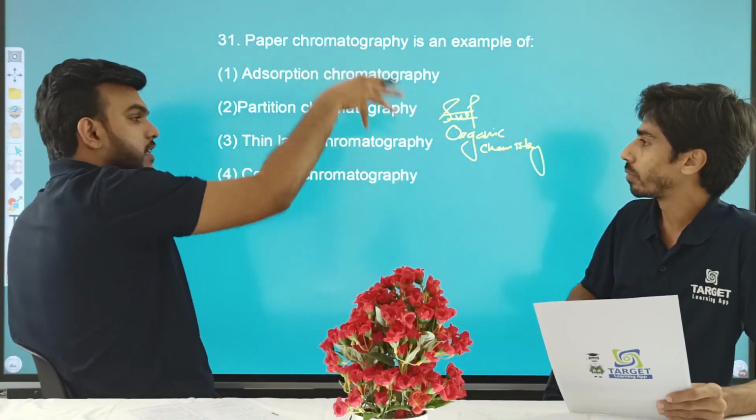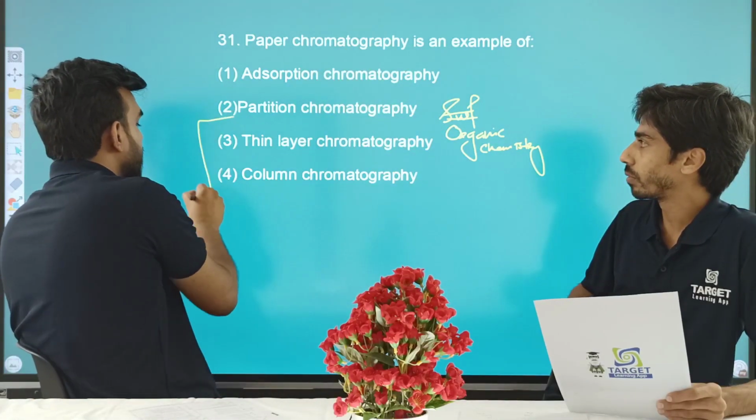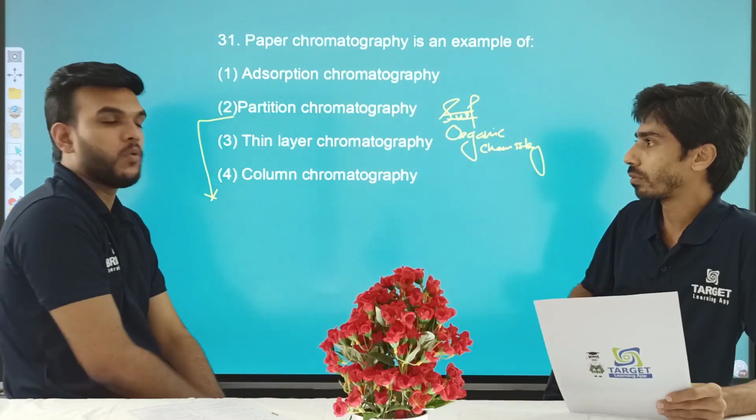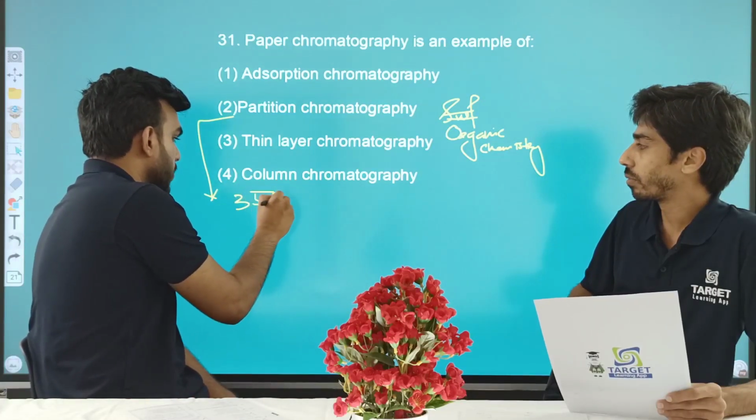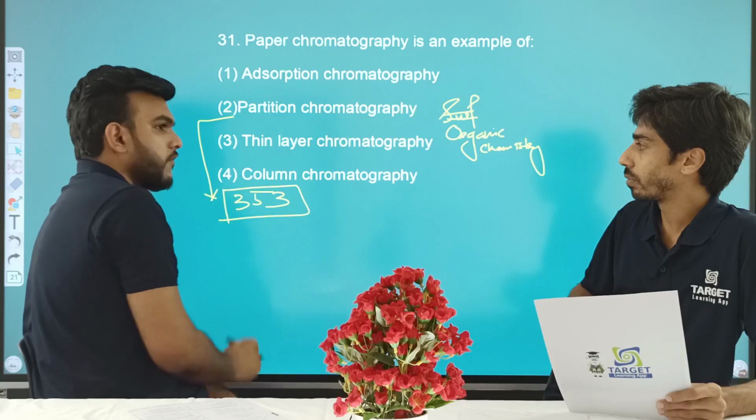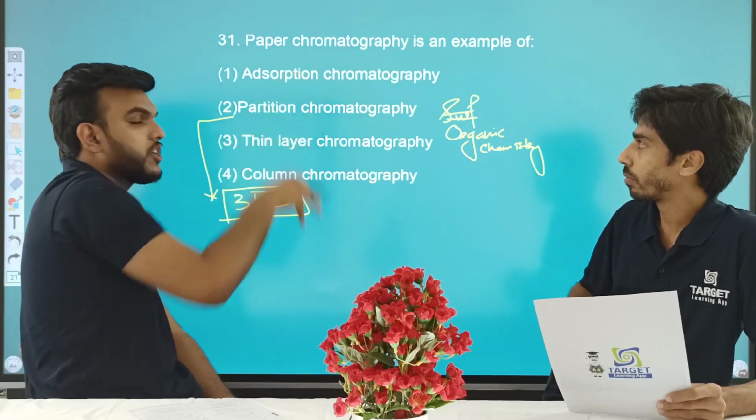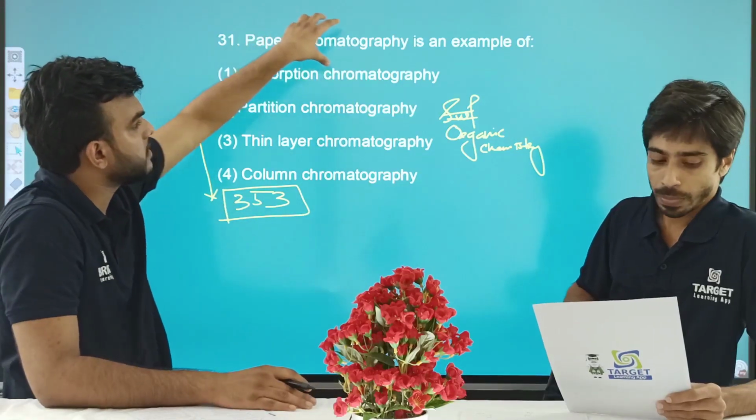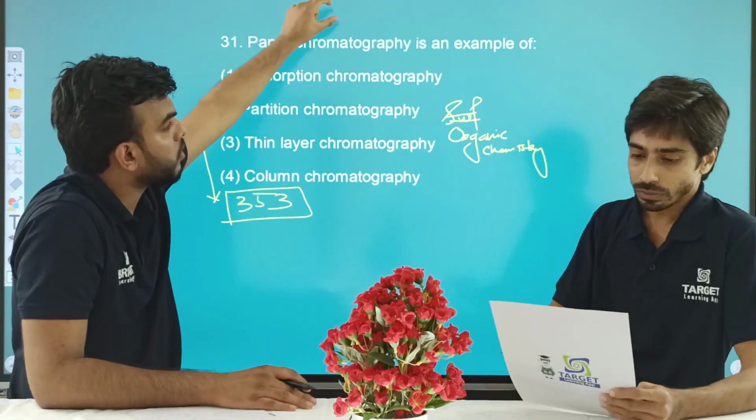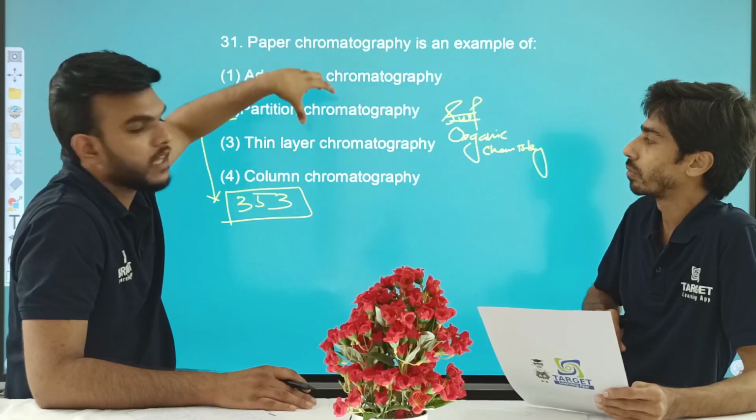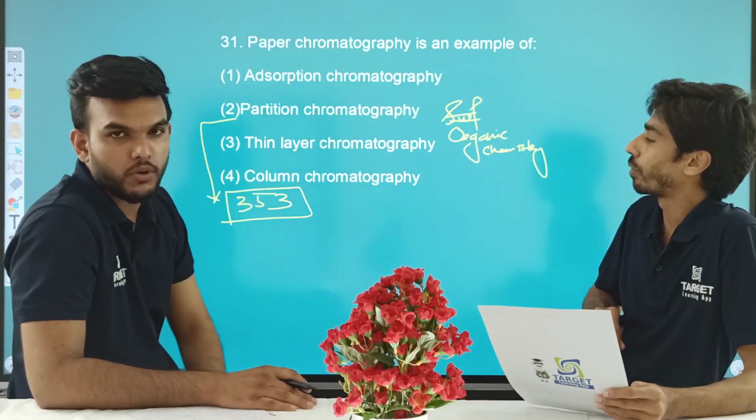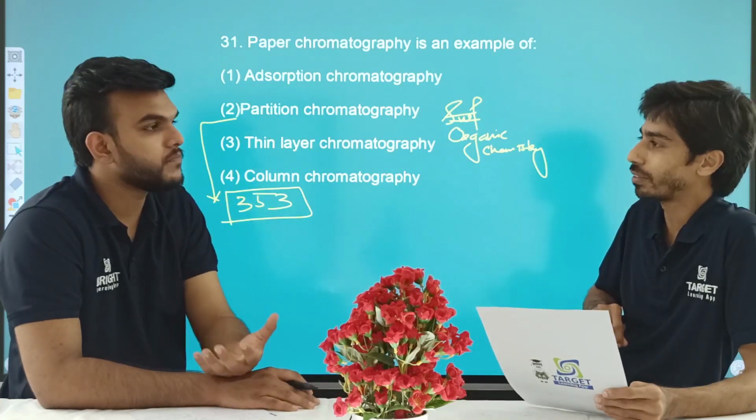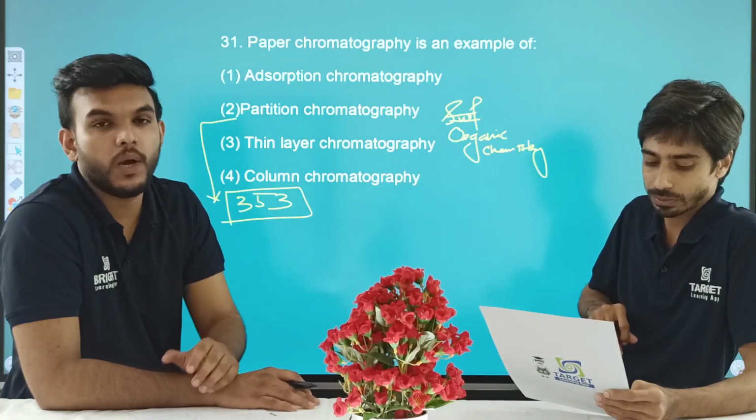When we go to that concept, I think the page number in the organic chemistry book is 353. There you can see partition chromatography. When we go through partition chromatography, you can see the same concept: paper chromatography is an example of a type of partition chromatography. The same sentence is there.